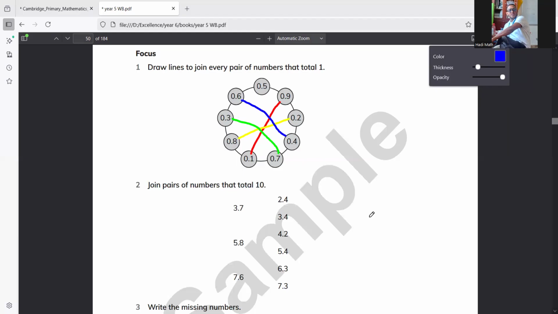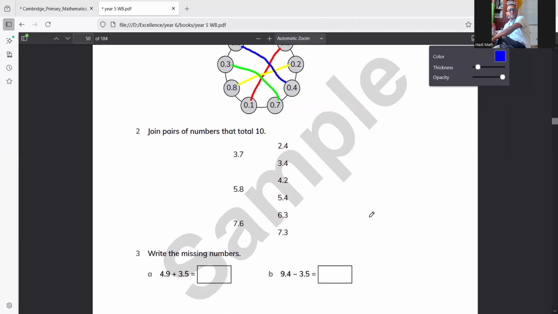Let's go to question number 2. They say join pairs of numbers that total 10. When we say total 10, I know, like 3.7, the 7 needs 3 to be 1. So we see which one has 3 on the decimal part. This 3 and this 3. If we take this 3, now 7 and 3 is 1, and 3 and 6 is 9. 9 and 1 is 10. Yes, those two numbers give us 10.